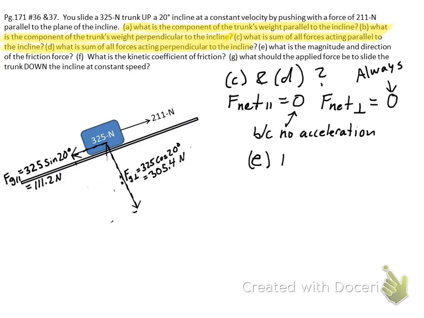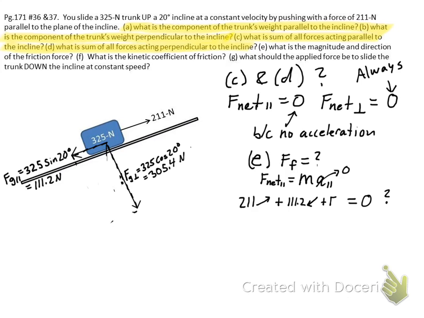Now the next problem: what about the friction force? How are we going to find that? Well, we do know a piece of information. We know that parallel to the plane of contact, we are in equilibrium. So all the forces acting parallel to the plane of contact must add up to 0. Let's take a look at them. We have 211, that's given, pushing up the plane. And then we have this parallel component of the weight of 111.2 newtons going down. And clearly I can see that these do not sum up to 0.